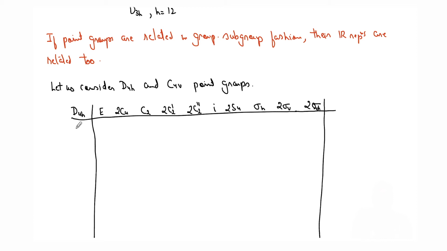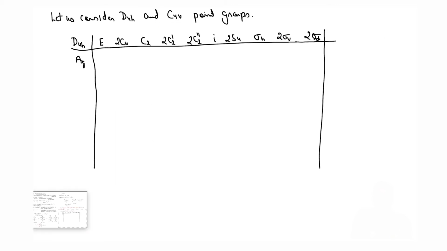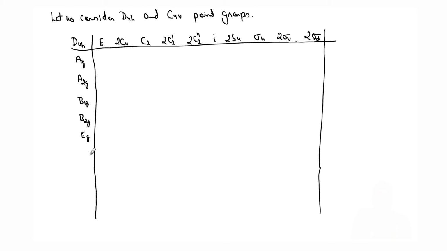And I will also write down the Mulliken symbols for the 10 IR representations, which are A1g, A2g, B1g, B2g, Eg. Then you have A1u, A2u, B1u, B2u, and Eu. So this is what we have.